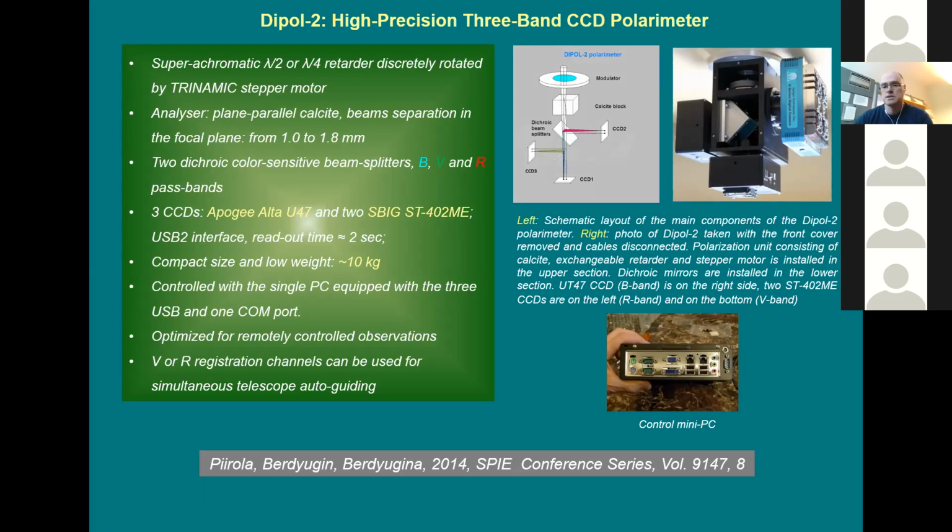It is, as I said, optimized for remotely controlled observations. It can be mounted on the telescope and used without any service for many months. The V and R registration channels can be simultaneously used for telescope autoguiding if necessary. Detailed information can be found in the paper published by us in the 2014 PASP conference series.